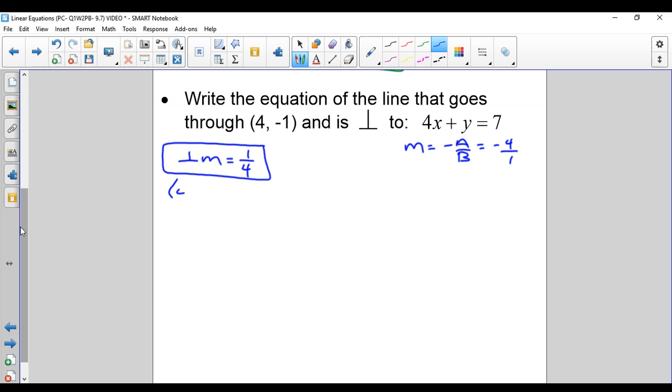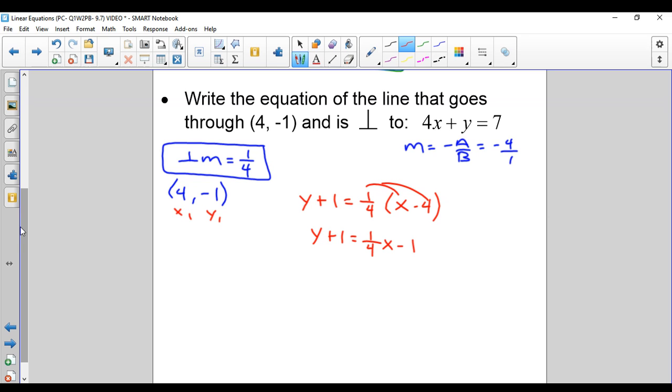I'm also using the point (4, -1). Plug everything in. x1, y1. y plus 1 equals 1/4 times x minus 4. Distribute. So we have that. Subtract 1 from both sides. And we're done.